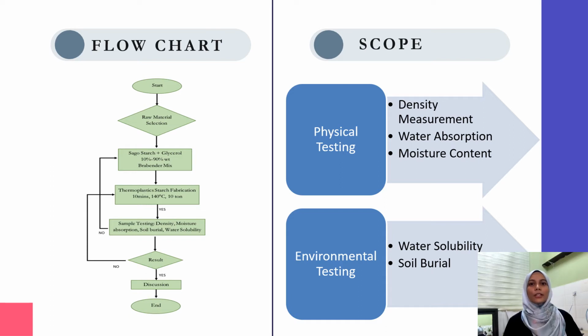On the other hand, the project scope is to fabricate the thermoplastic sago starch with different percentages of glycerol. Then it will be tested on the physical and environmental testing procedure. So the physical testing that we are going to do includes the density measurement, water absorption, and moisture content. Meanwhile, for the environmental testing, we will do the water solubility of the sample and the soil burial test.